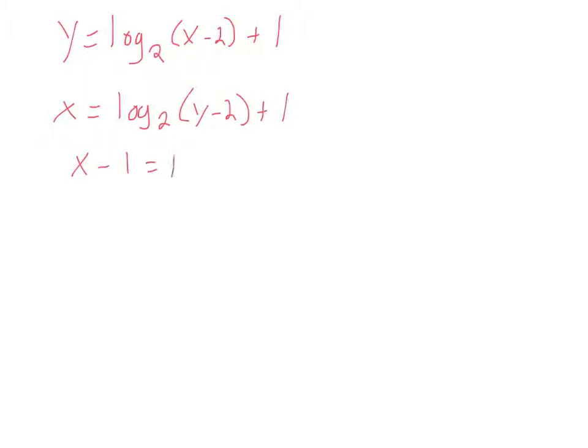Y is equal to log base 2 of x minus 2, plus 1. To find the inverse, let's go ahead and swap them first. And then we'll start solving for y. So once we get log base 2 of y minus 2 equals x minus 1, let's write it in exponential form. And then lastly, we can add the 2.